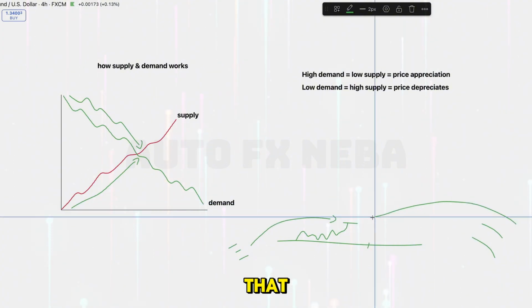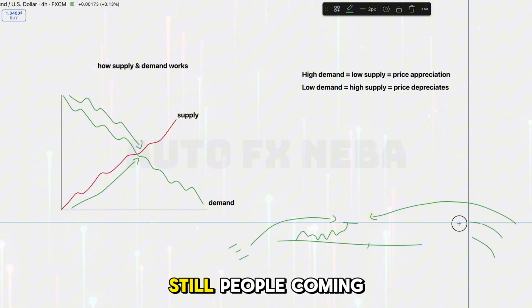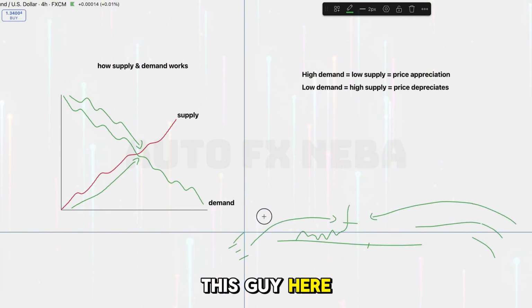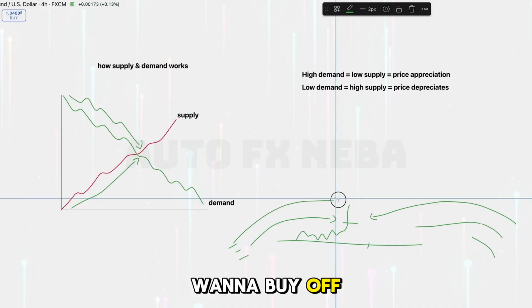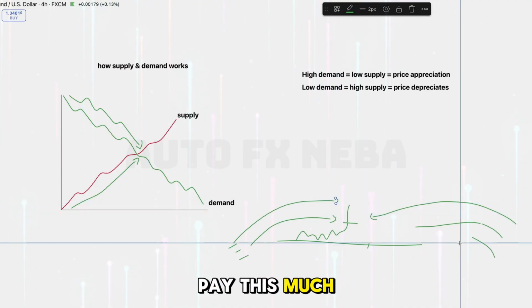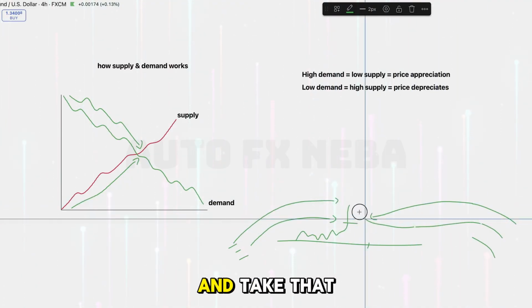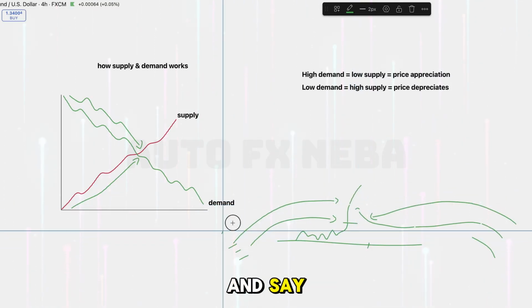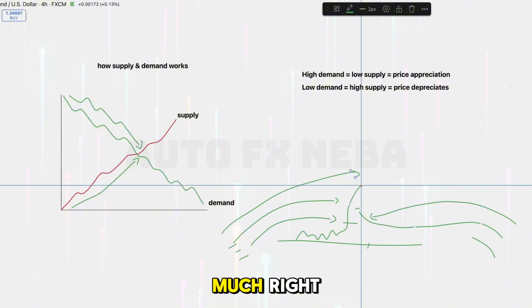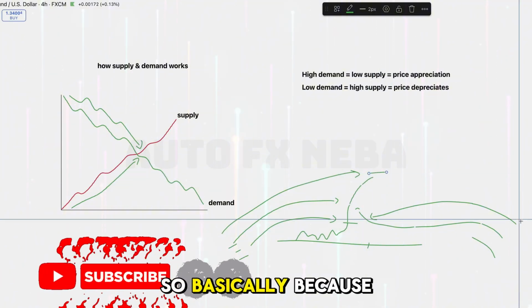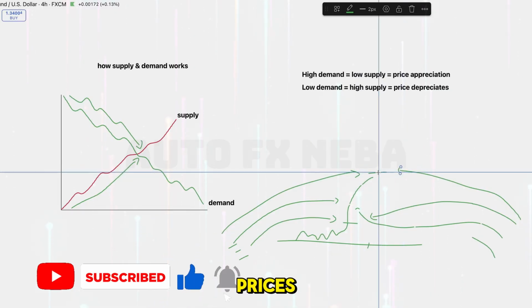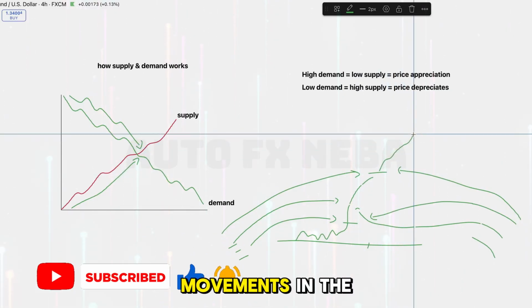Someone's going to take that, and then if there are still people coming in for more of this asset, the next guy, this guy here, is going to say, okay, well, if you want to buy it off me, you've got to pay this much. So then someone's going to come in and take that, and then the next guy who's holding the asset might say, well, you've got to pay me this much, right? So basically, because people want the asset so badly, they will continue to pay higher prices, which is what creates the upward movements in the market.